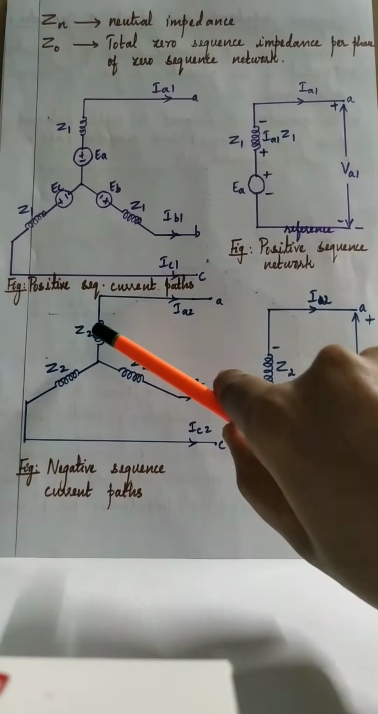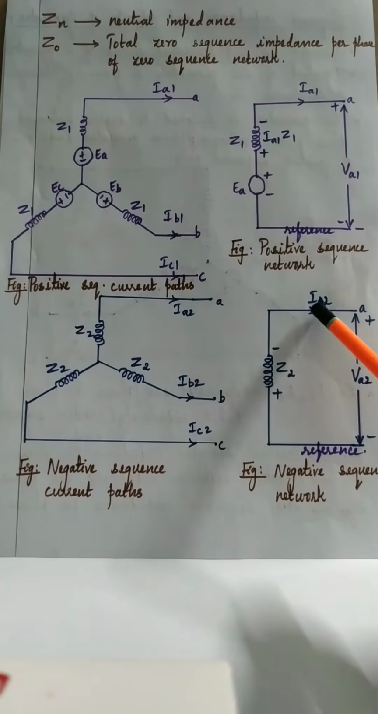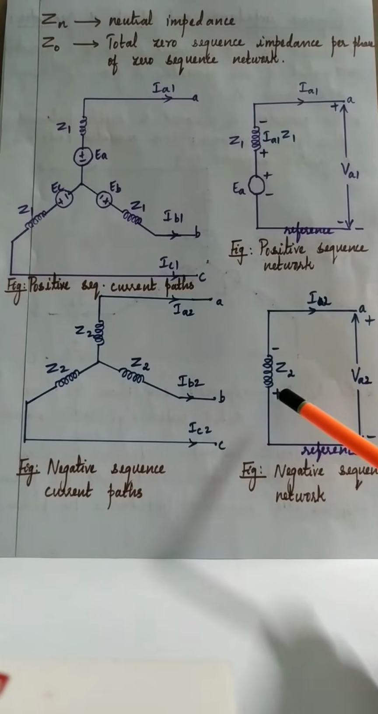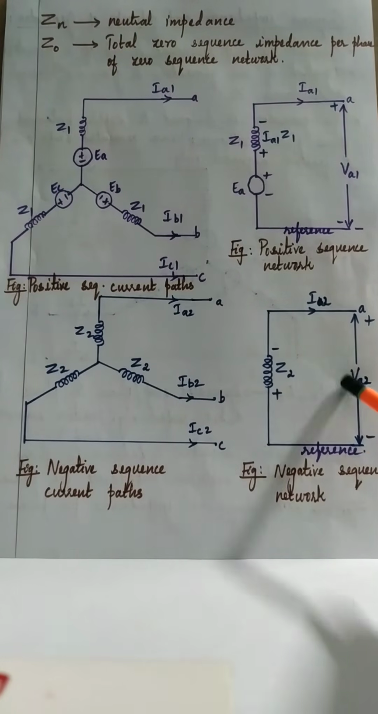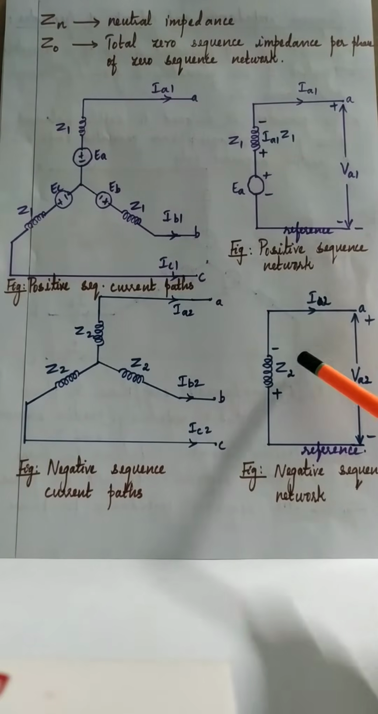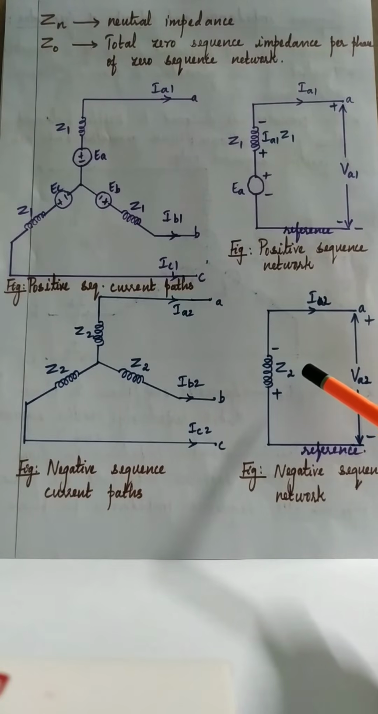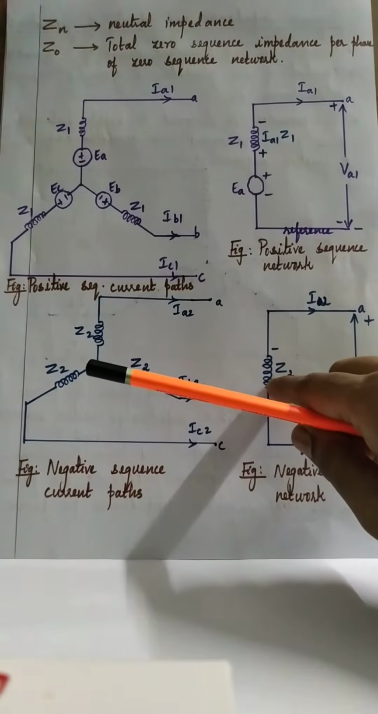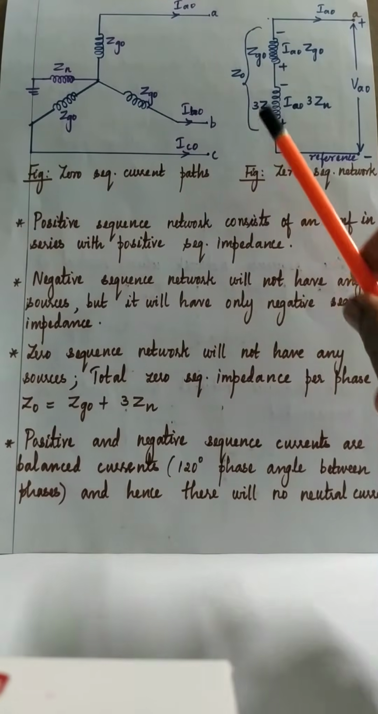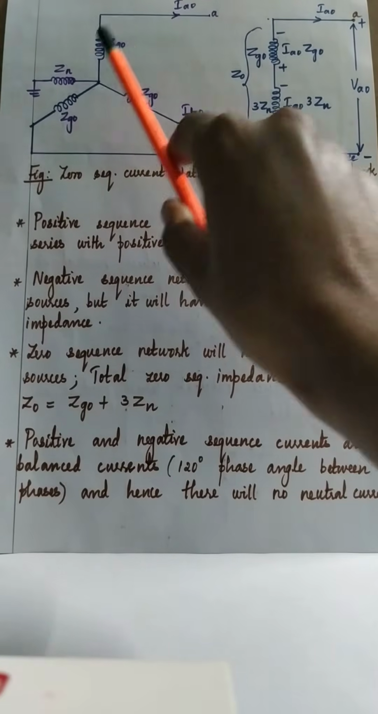We have taken only the negative sequence impedance Z2. Because of this current direction, the polarity of Z2 is assigned as such. So VA2 is equal to minus IA2 Z2. Coming to the zero sequence network, again there are no generated EMFs.